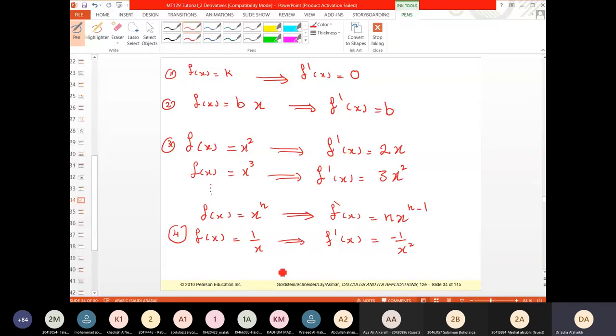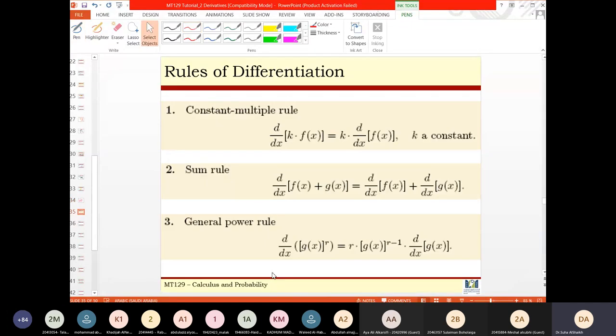This is one of the important rules. I want you to keep it with you. The derivative of 1 over x is equal to minus 1 over x squared. We add some rules as well. If I have the derivative of a function multiplied by a constant, the constant goes outside, then I find the derivative of the function. If I have the derivative of a sum of two functions, this is equal to the derivative of the first one plus the derivative of the second one. Now we are doing this. We can distribute the derivative over the sum.